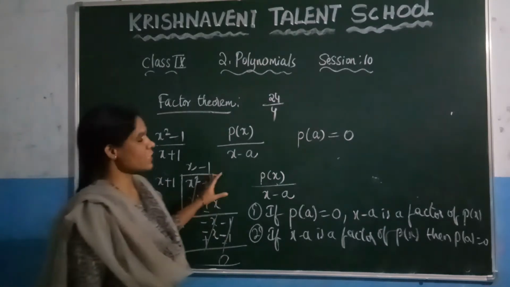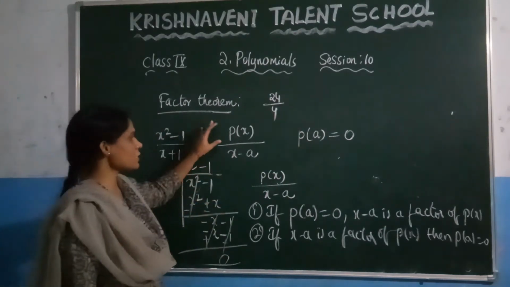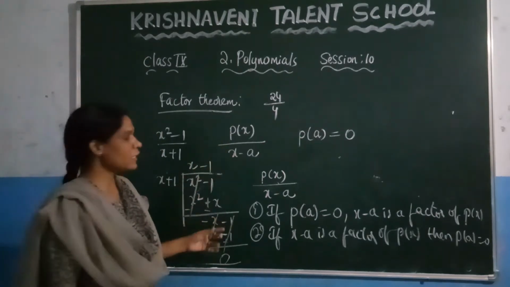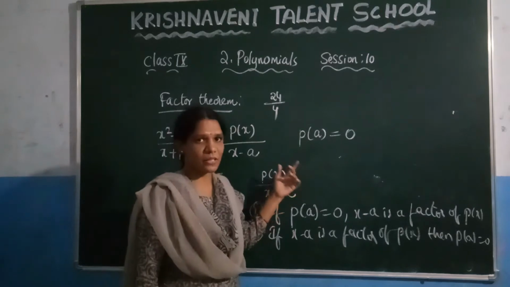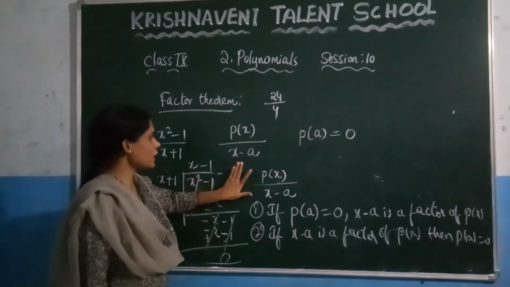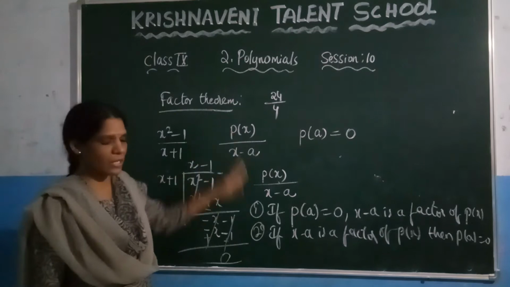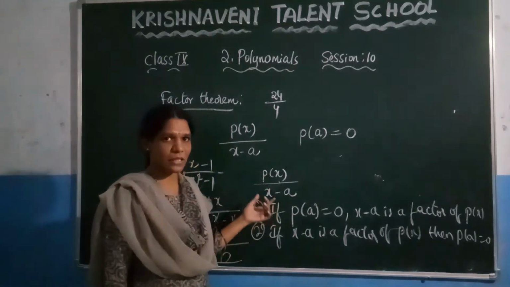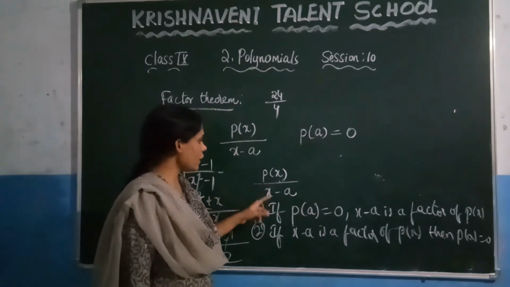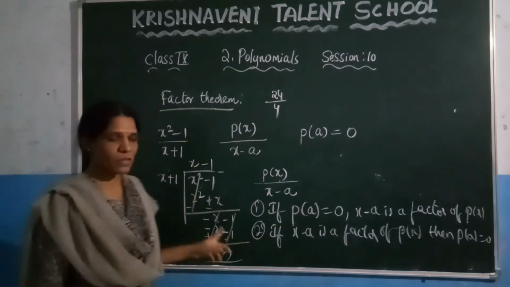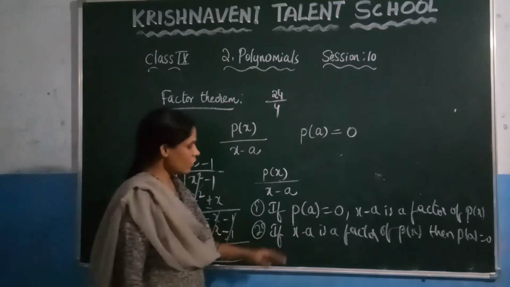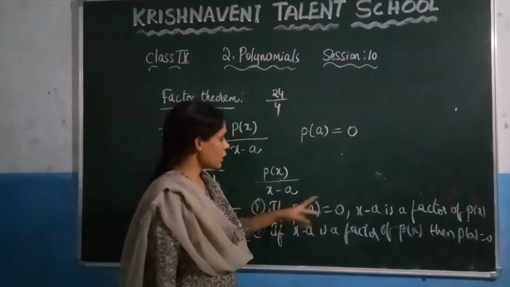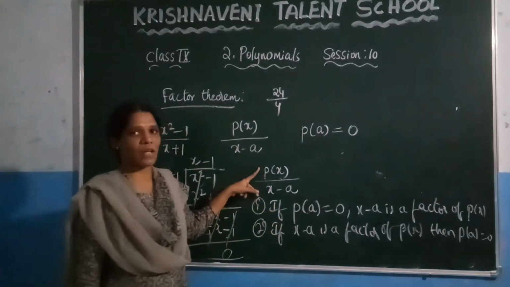So here what it states, the factor theorem: if you consider any polynomial and you divide that polynomial by a linear polynomial, then if the remainder is 0, we can say that the divisor is a factor of the dividend. Now how can you say it? If p of x is any polynomial of degree greater than or equal to 1, and you are dividing that polynomial by a linear polynomial, what will be the condition here? If p of a is equal to 0, that means the remainder is 0, then we can say that x minus a is a factor of p of x.